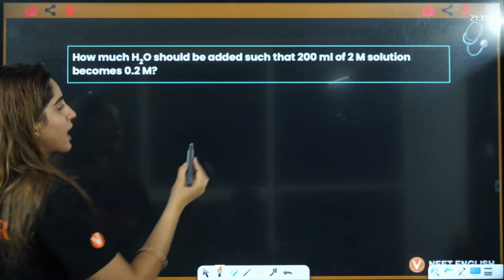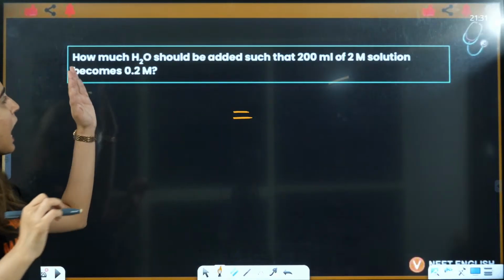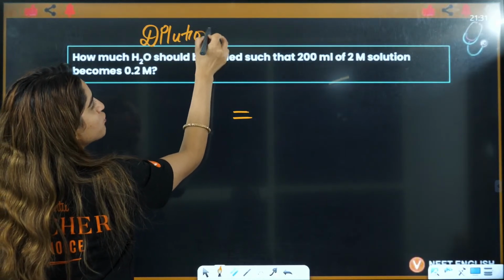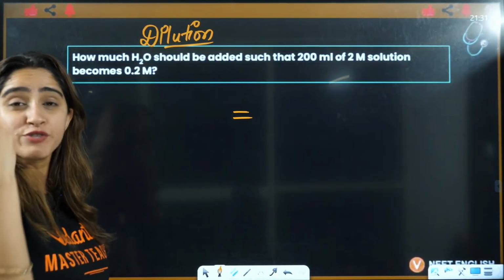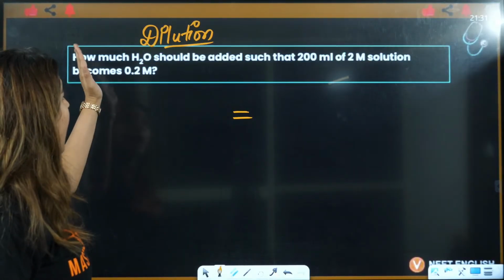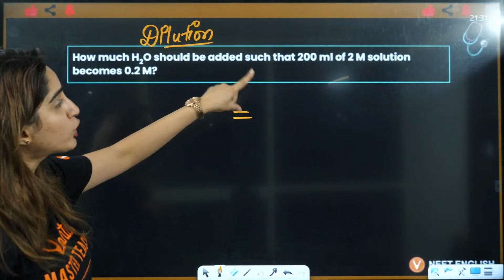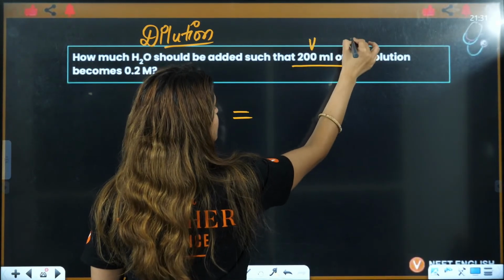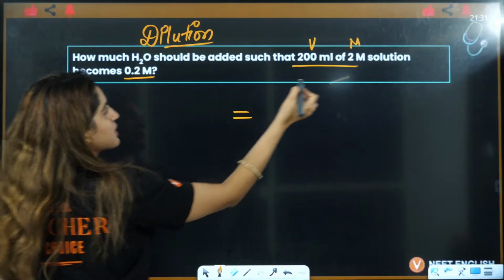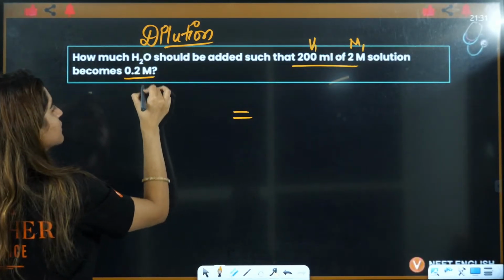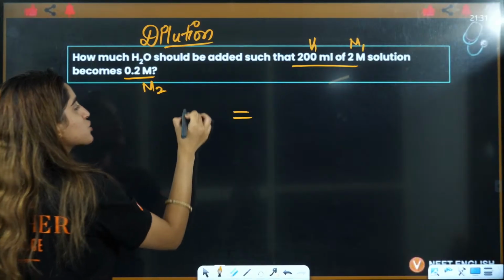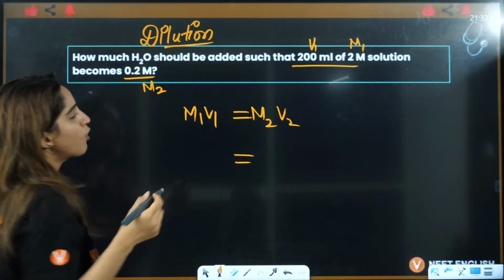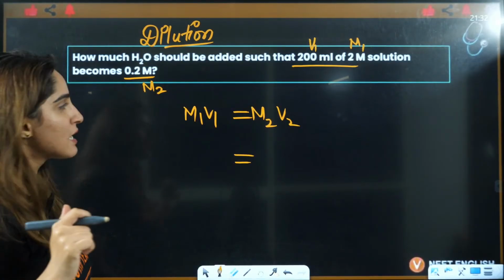See, the simple thing is, can you tell me what is given? How much H2O? This is a case of dilution. Okay, that you should understand. Which formula to apply, that is a big deal, right? How much H2O should be added such that 200 milliliter of this, if this is V, this is M, should become this. I am saying that this is M1, this is V1, this is M2. So M1 V1 is equal to M2 V2. V2 is how much water you are adding after this, right?